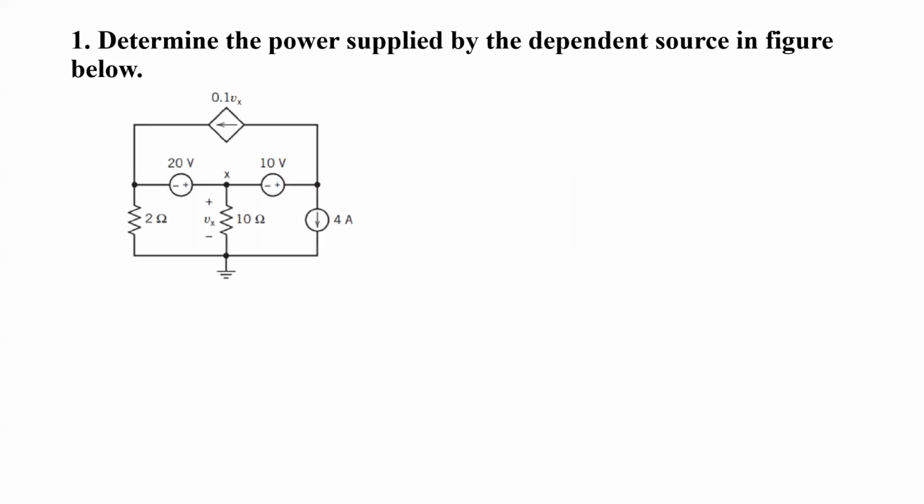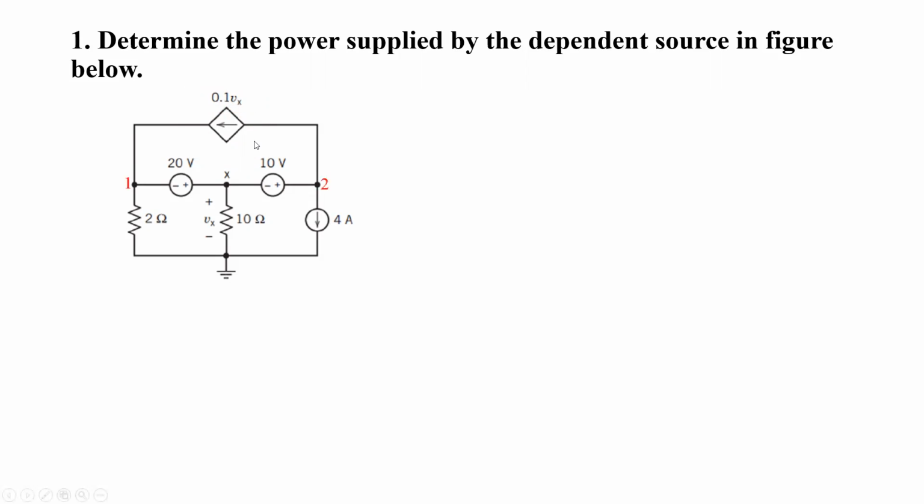Let's start with problem number one. In this problem, we've been asked to determine the power supplied by this dependent source. Here, the dependent source is a voltage dependent current source. It is a current source and it depends on voltage Vx. So in order to compute the power supplied by this dependent source, we have to calculate the voltage across this voltage source, and then for the current supplied by this dependent source, we need to compute Vx.